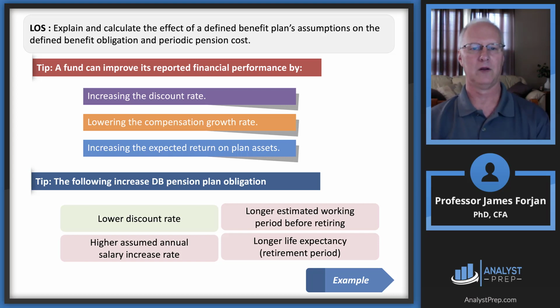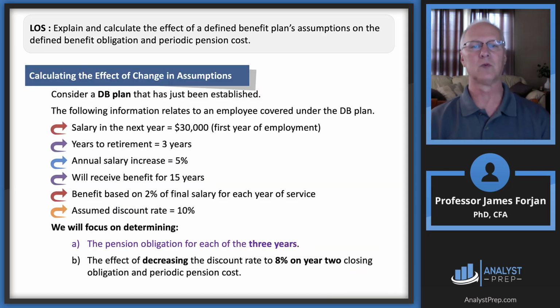The following will increase the pension plan obligation. Okay, right, lower discount rates. All right, so these make perfect sense. We've done that before. So let's work through an example. A DB plan that has just been established. All right, so here's an employee, $30,000, first year of employment, is going to retire in 3 years, 5% salary increase, and here we go. Will receive a benefit for 15 years, 2%, discount rate 10%.